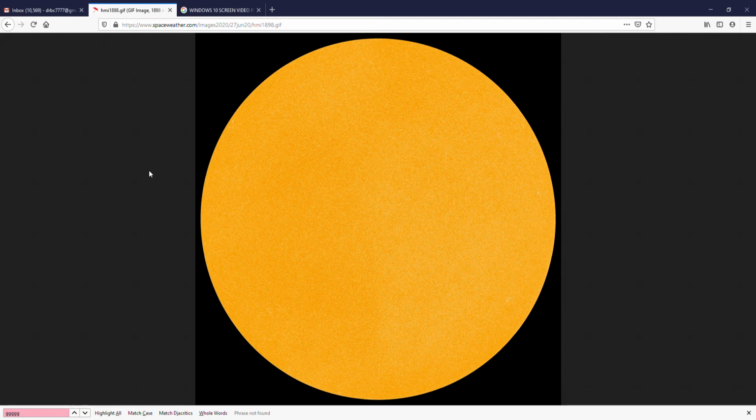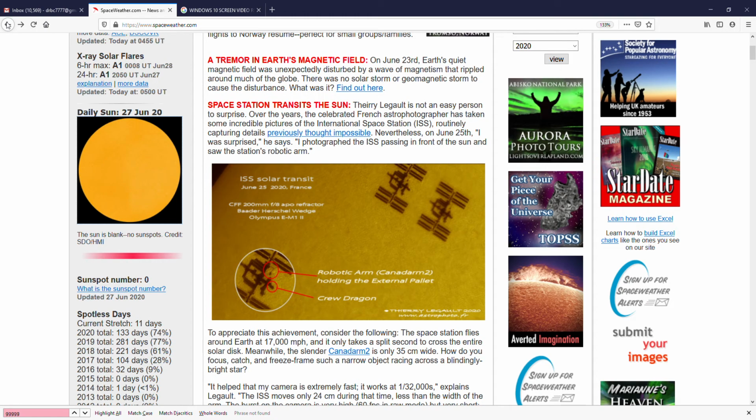Let's take a look over here. Every day they have a new image of the sun. Here's what it looks like. This is the version you're going to want to use. You can make this bigger, but this is a spotless sun. That's what we're stuck with these days. So they're just passing through solar min.